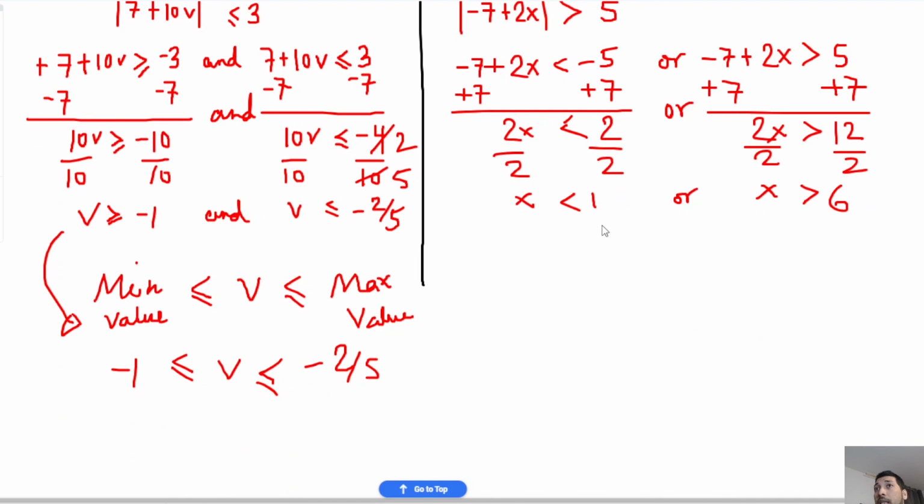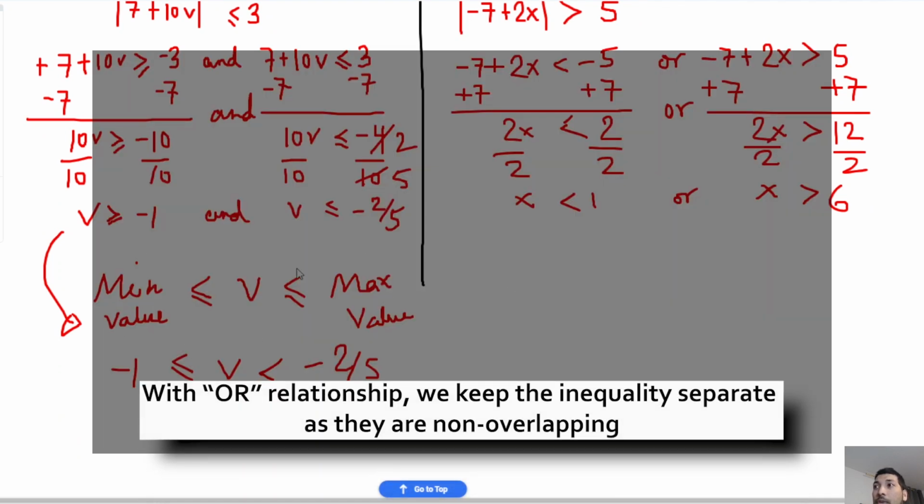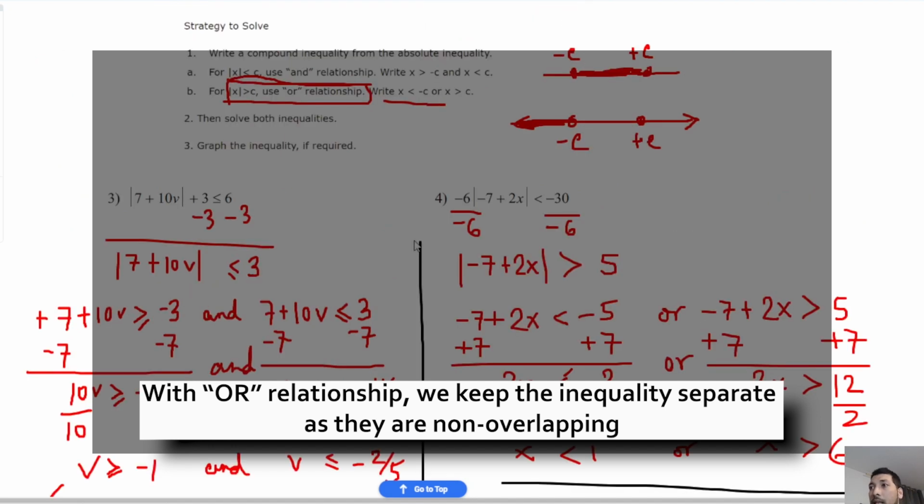Now these two inequalities are represented by OR relationships. We cannot combine these as a single inequality. So just keep these as our answer. So this is how we solve absolute value inequalities.